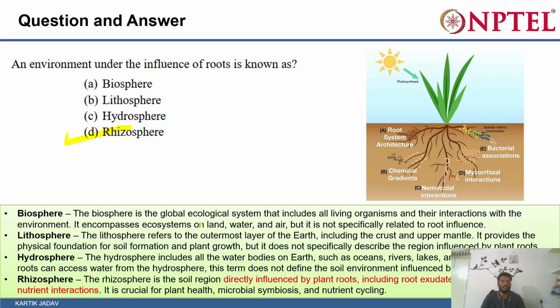While biosphere is a global ecological system that includes all living organisms and their interaction with the environment. While lithosphere refers to the outermost layer of the earth, including the crust and upper mantle. And hydrosphere is related to hydrology, and it defines water bodies on earth such as oceans, rivers, lakes, and groundwater. And rhizosphere is related to the environment under the influence of roots. Correct answer is option D.